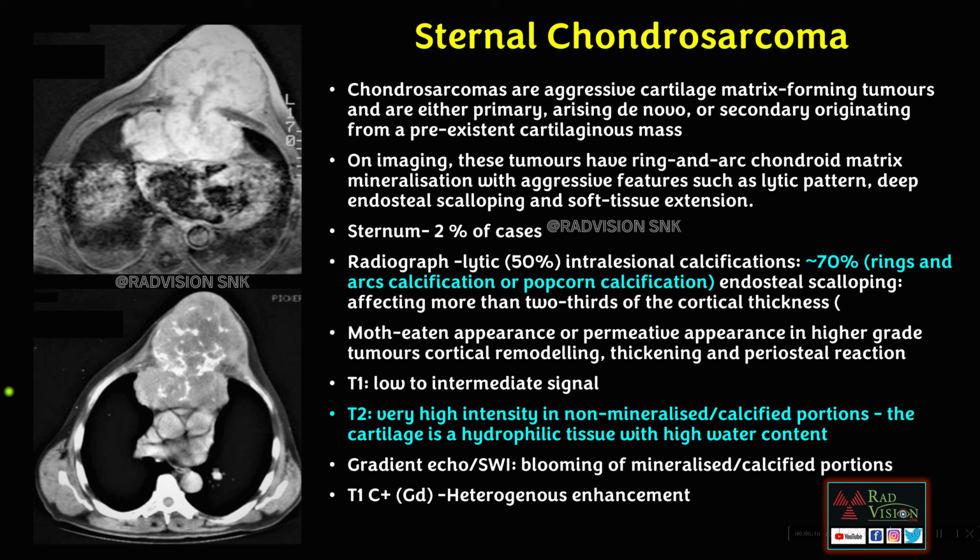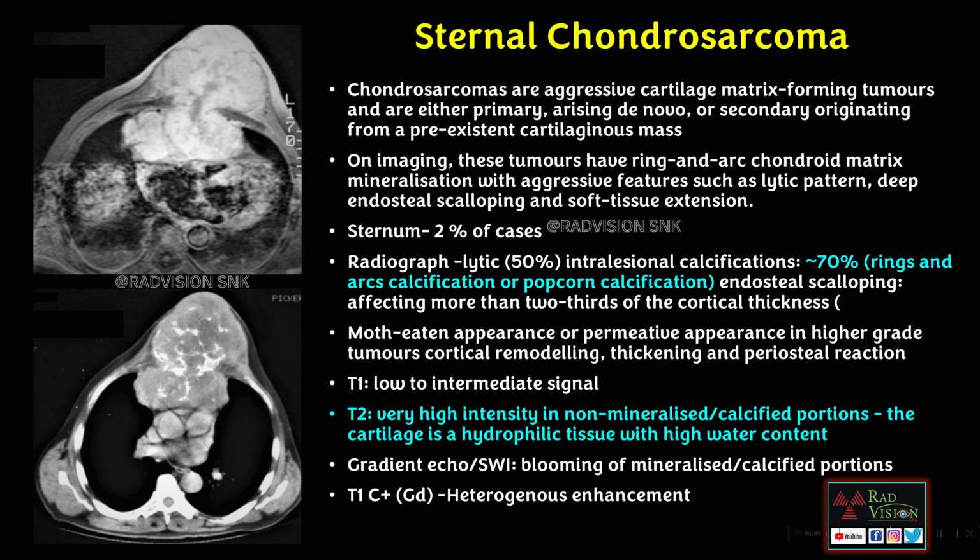Next, this is the last case where you can see there is a large soft tissue lesion arising from the sternum, which is showing multiple rings and dots and arc-like calcification, and which is also predominantly hyperintense on T2. So the lesion is extending from the sternum into the subcutaneous tissues and even extending into the thorax, and partly abutting the heart. So this was a case of sternal chondrosarcoma.